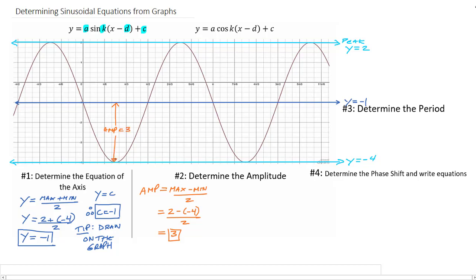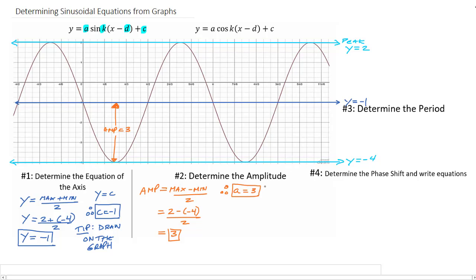Now we don't know what the units are. It's not a real world problem. Is it 3 meters, 3 what? We don't know right now, so we're saying 3 units. All right, so we got those 2 pieces out of the way. So what's A? A is the amplitude, so A equals 3 in our equation.